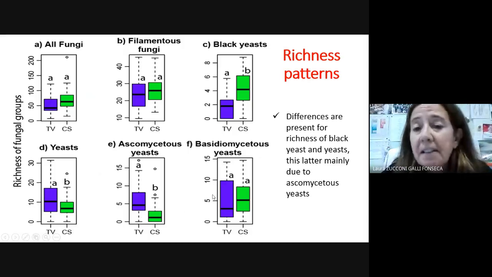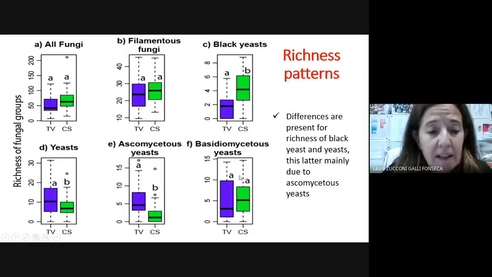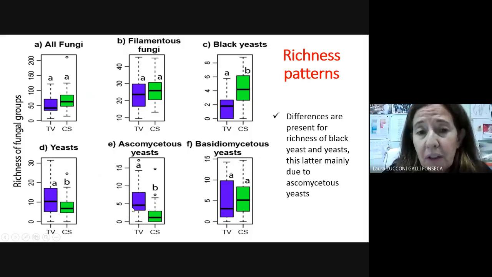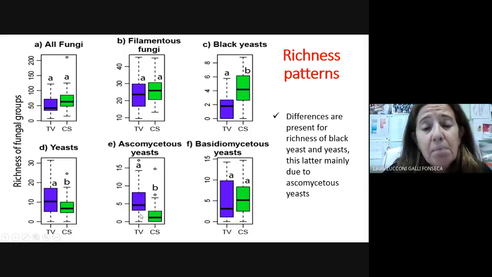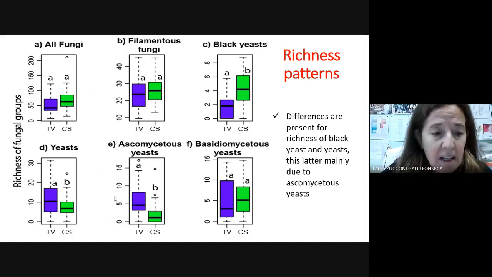Basidiomycetes yeasts are already reported as prevalent in polar environments, but in recent years, a greater number of different ascomycetes has been recorded using specific culture media, and their greater richness in inner sites is probably due to their greater xerotolerance, and this is in agreement with the lower content of water characterizing the soils of the inner sites.